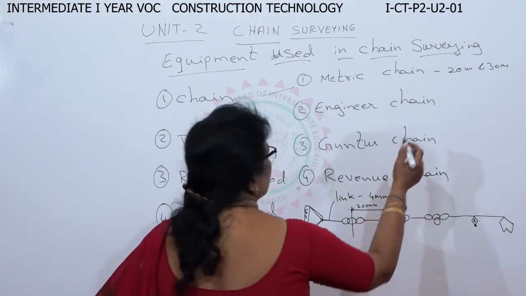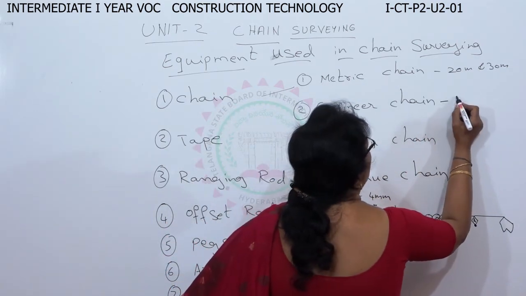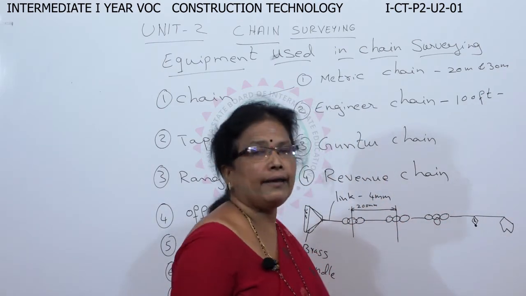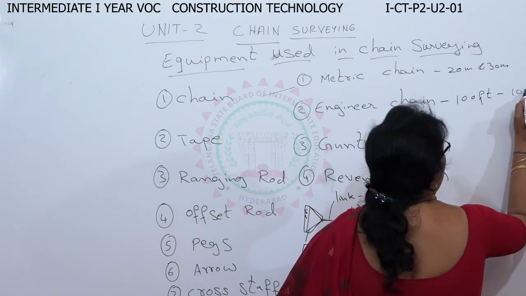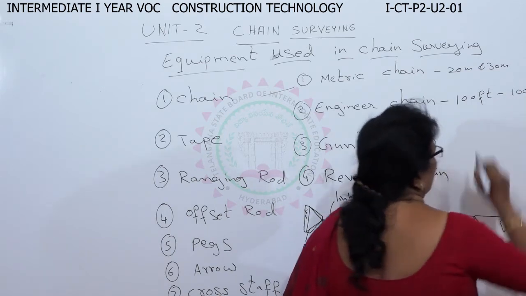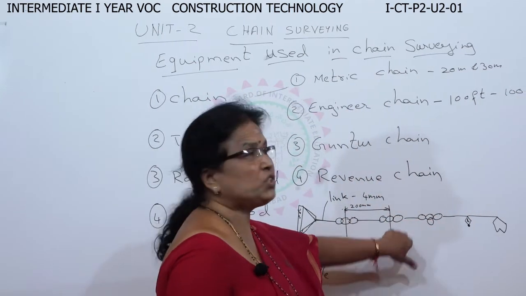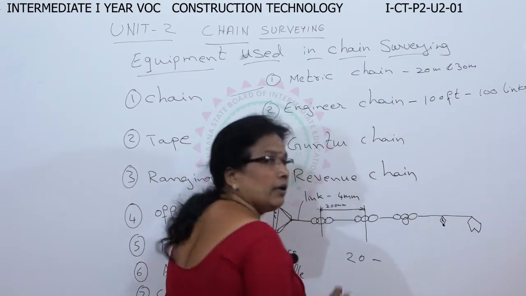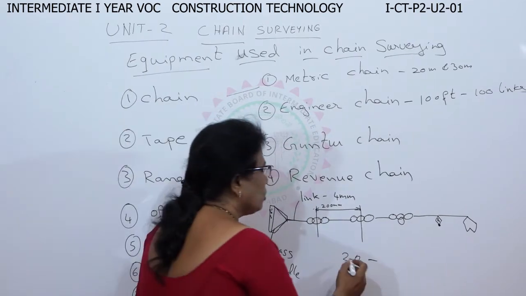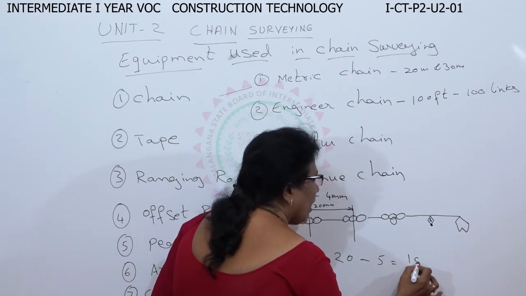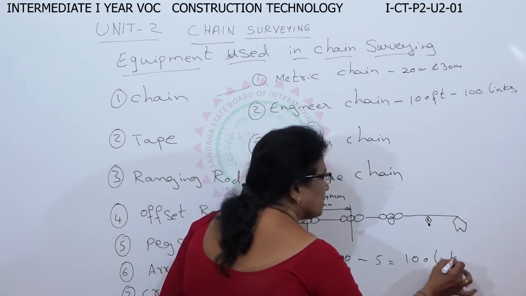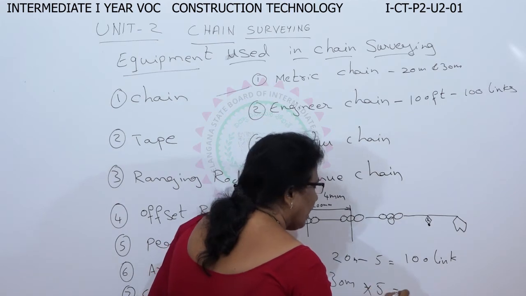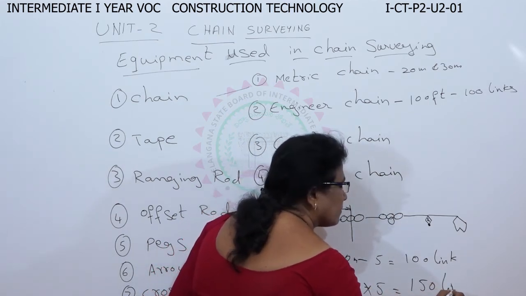Engineer's chain is 100 feet in length, which has 100 links. Now, here in the metric chain, for 20 meters, how many links are there? For each 1 meter, you have 5 links. So, for a 20 meter chain, you have 100 links. Suppose it is a 30 meter chain, then 30 into 5, you will have 150 links.